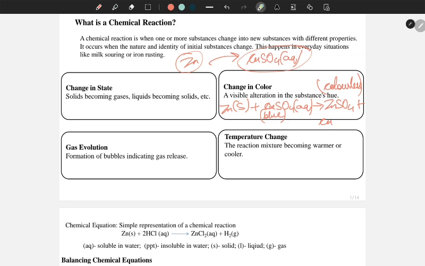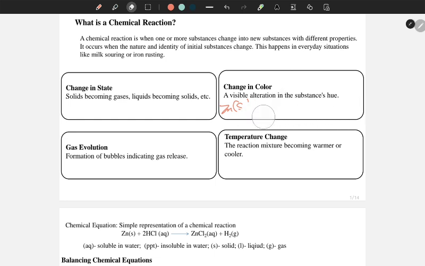Like as we can see here, zinc reacts with sulfate and displaces copper. So zinc sulfate forms and copper is displaced. So this is also an example of displacement reaction. Now what does gas evolution mean? Gas evolution means formation of bubbles indicating gas release. If bubbles form in a chemical reaction, then we can say a chemical reaction is taking place and the gas is being released. Next, temperature change, the reaction mixture becoming warmer or cooler.